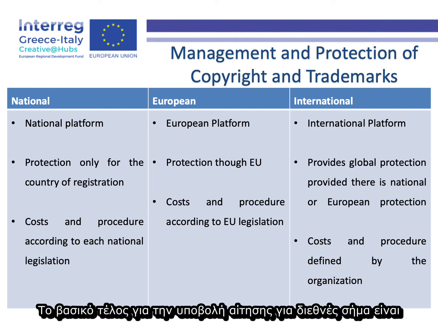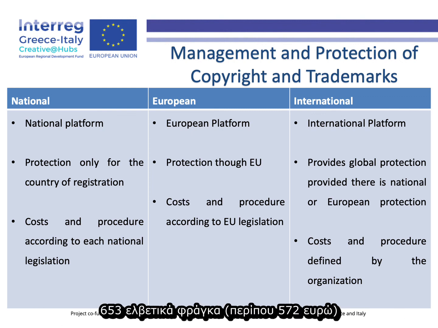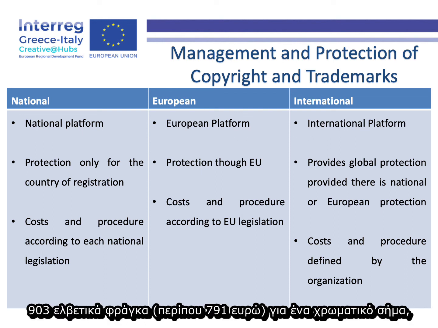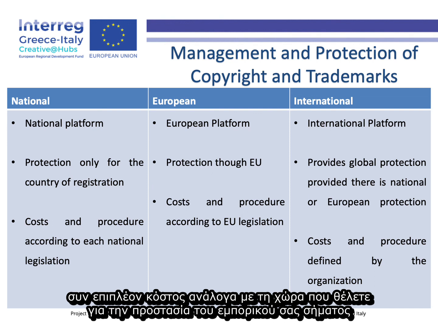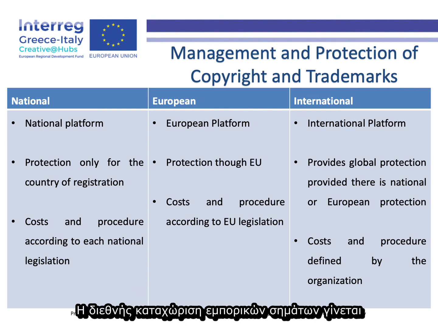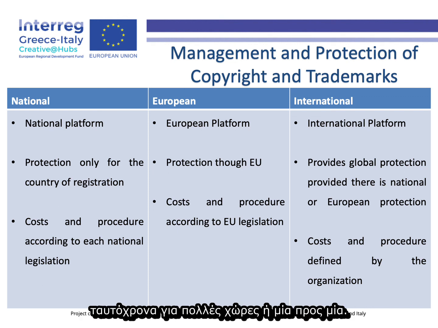The basic fee for applying for an international trademark is 653 Swiss francs, approximately 572 euros, for a black and white mark, or 903 Swiss francs, approximately 791 euros, for a color mark, plus additional costs depending on which country you want to protect your trademark in and how many categories of goods and services will be covered by your registration. International trademark registration is done simultaneously for many countries or one by one.